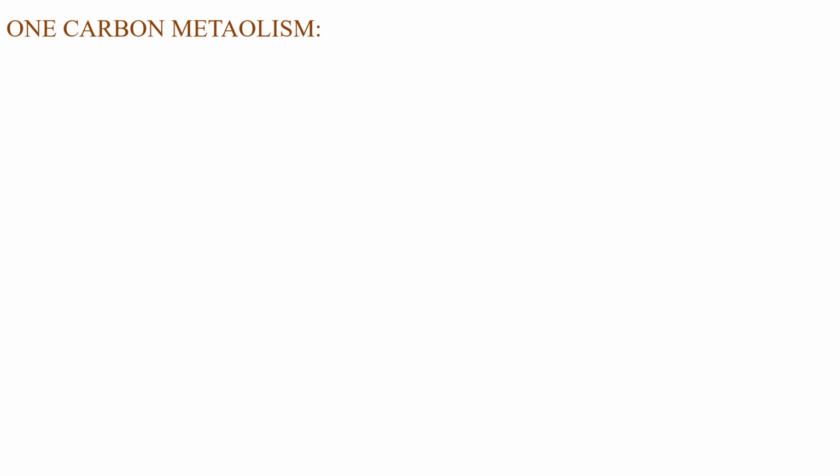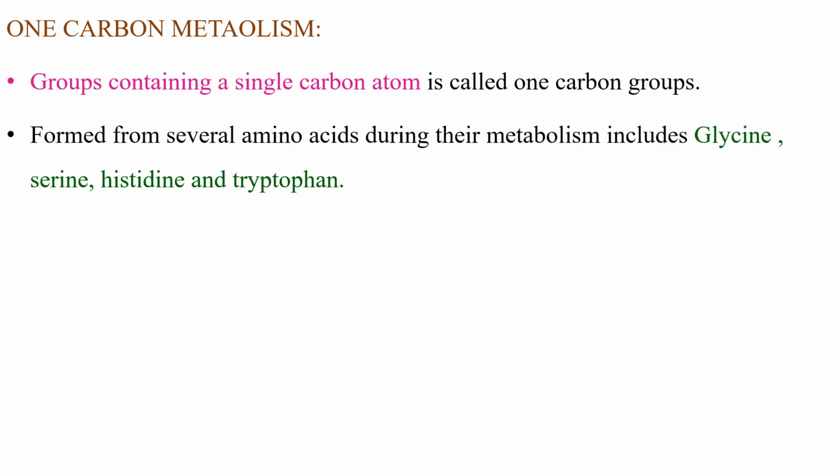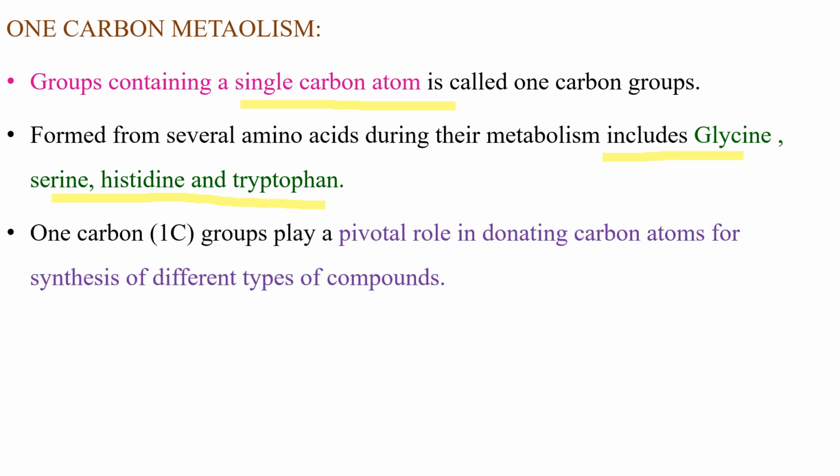One carbon metabolism. The group containing a single carbon atom is known as one carbon groups, and these carbon groups are formed from glycine, serine, histidine and tryptophan metabolism. These are the important amino acids. These one carbon groups donate the carbon atoms for the synthesis of different types of compounds. So these groups help to synthesize different intermediates which are involved in different metabolism, and they have one carbon atom.